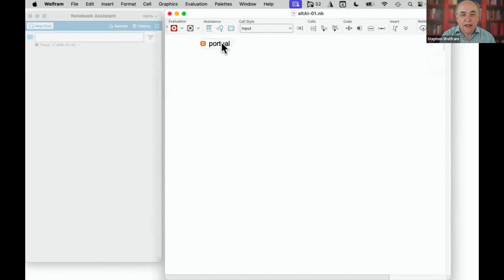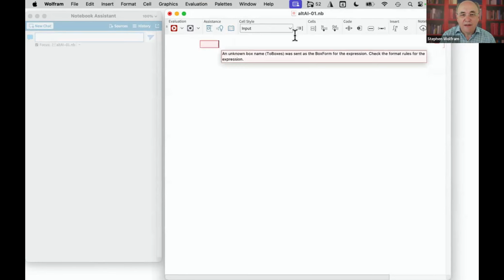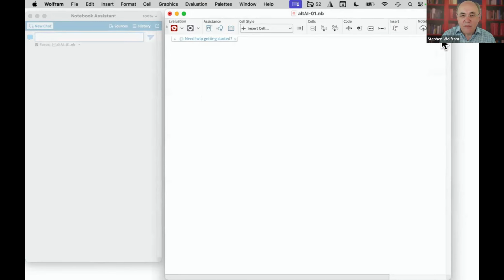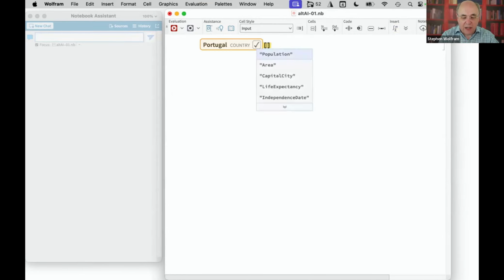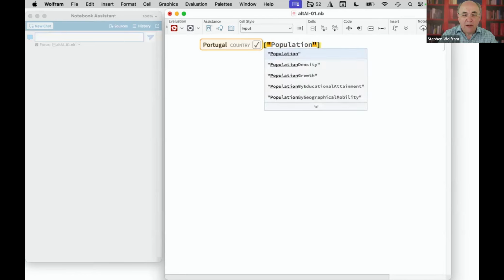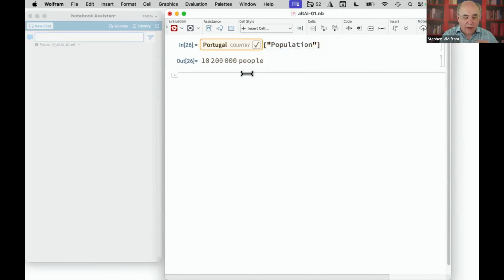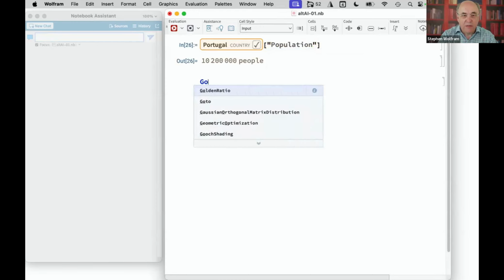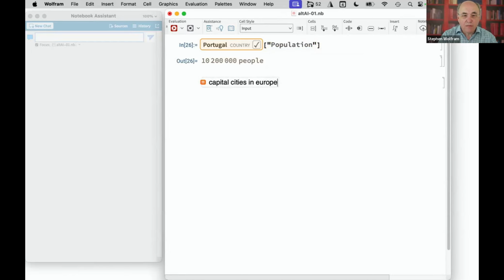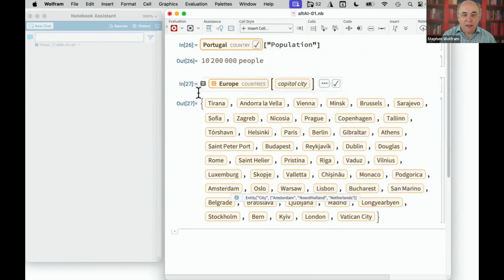I could say something like Portugal, and that's an entity that we can understand. And I might say something like, what's the population of Portugal? Or I could start computing things about bordering countries, or let's say something like capital cities in Europe. And then we can get a symbolic representation of that.